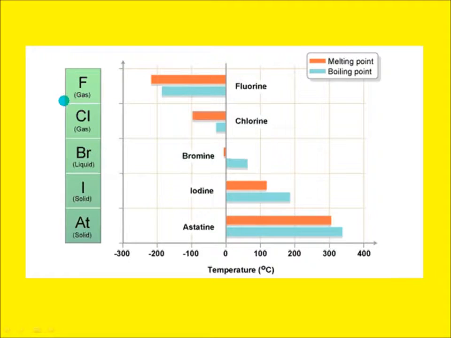So because fluorine boils at minus 190, it's a gas at room temperature. Same with chlorine. Bromine doesn't boil till about 60 degrees, therefore it's a liquid at room temperature. And iodine and astatine both melt over 100 degrees, therefore they're both solids at room temperature.